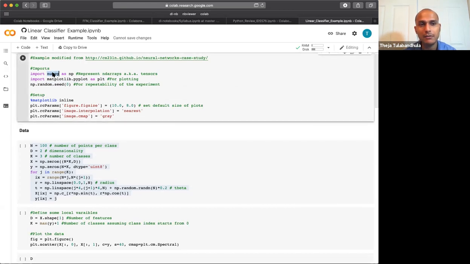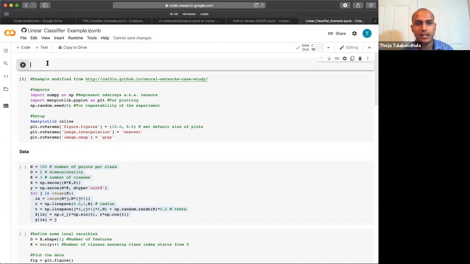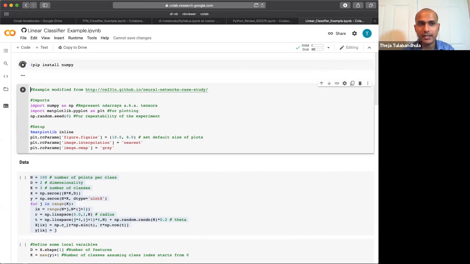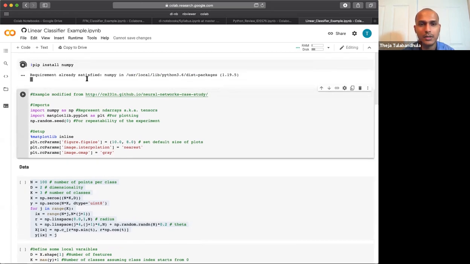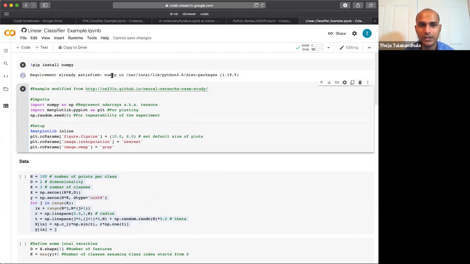So sometimes you will have packages which are missing. So what you would do is, at least on Colab, or even you can try this on other places as well, you will say pip install NumPy, for example. NumPy is already there, so it will not do anything. But if it's not there, you can install it.